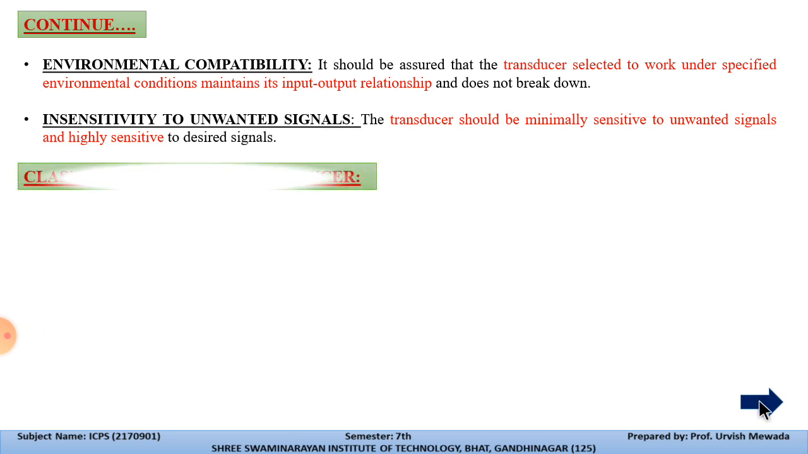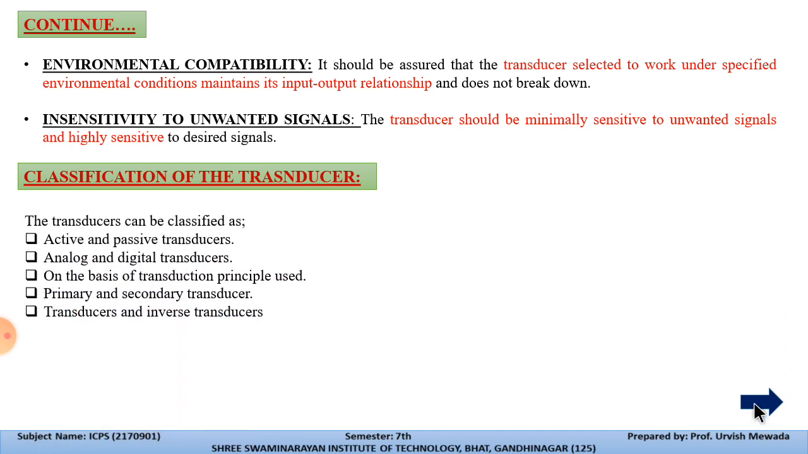Now the next topic is classification of the transducer. Basically, transducers are classified by these five points. The first point is active and passive transducers. The second is analog and digital transducers. The third is on the basis of the transduction principle used. The fourth is primary and secondary transducers, and the fifth is transducer and inverse transducer. These are the classification criteria for the transducer. We will discuss all the criteria in detail from the next slide.